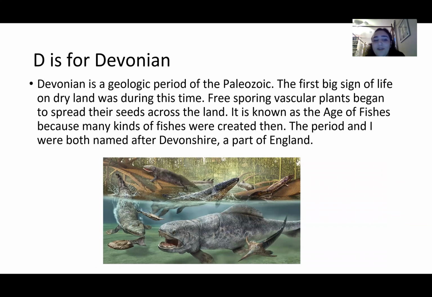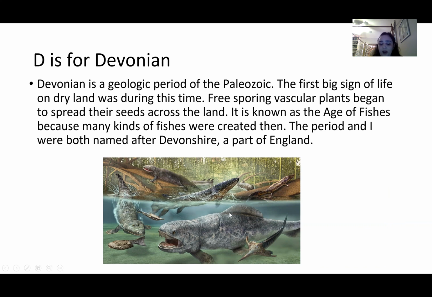Okay, and now D is for Devonian. Devonian is a geologic period of the Paleozoic era. The first big sign of life on dry land was during this time. Free-sprouting vascular plants began to spread their seed across the land. It is known as the age of the fishes because many kinds of fishes were created then. The period and I were both named after Devonshire, a part of England.